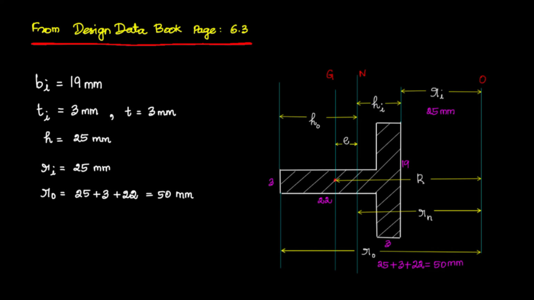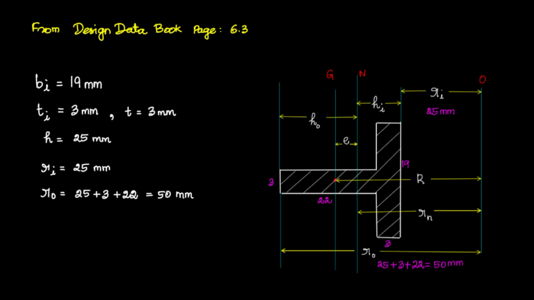These are the different notations, and also the size of the flange. The size of the flange is the vertical flange height, that is Bi 19 mm, then Ti 3 mm, T 3 mm, H 25 mm. H is nothing but the total horizontal distance of the cross section. So these Bi, Ti, T, H, everything will be mentioned in the diagram on page number 6.3.